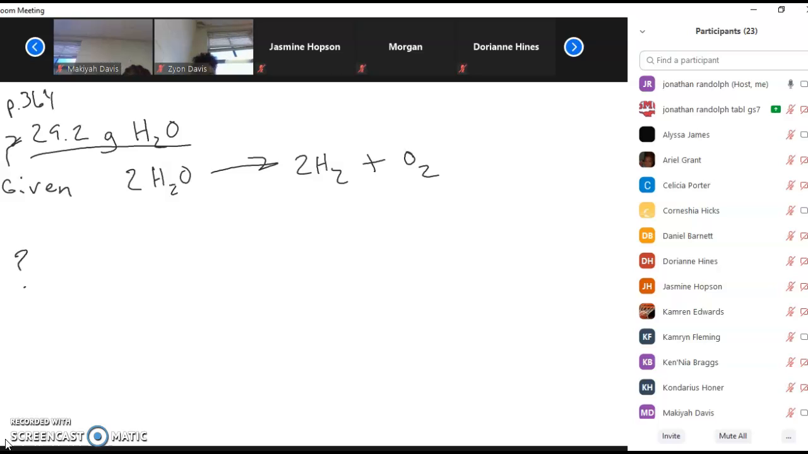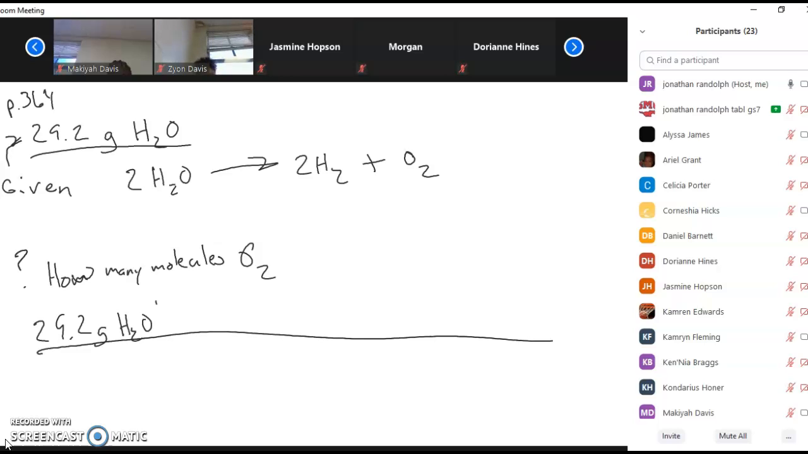This is your question. It says, how many molecules are produced? How many molecules of O2 are produced? So the first thing that you're going to do is you start out with what you're given. In this case, you're given 29.2 grams H2O, and you're trying to get to O2.